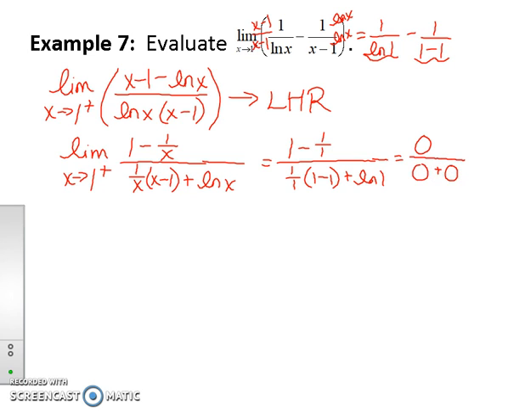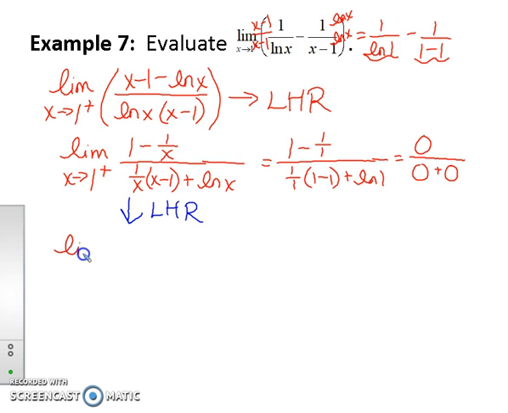So that tells us that here we need to do L'Hopital's rule again. What I would probably do, though, prior to applying L'Hopital's rule to that, is try to write it as a single fraction in the numerator and a single fraction in the denominator. So we're going to do some algebra before we actually apply L'Hopital's rule to this.